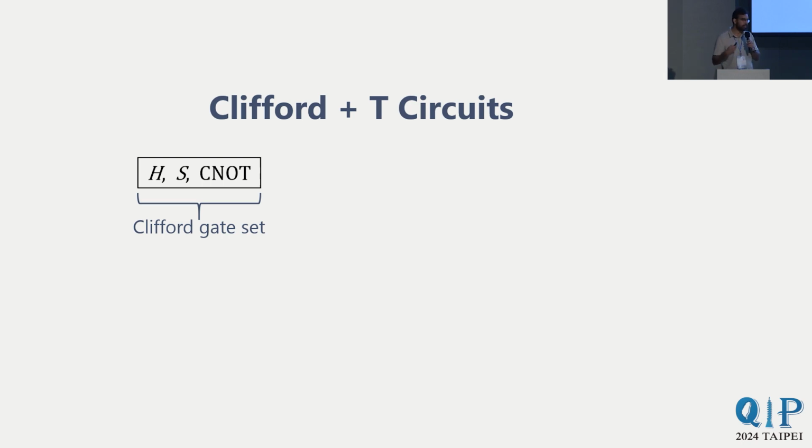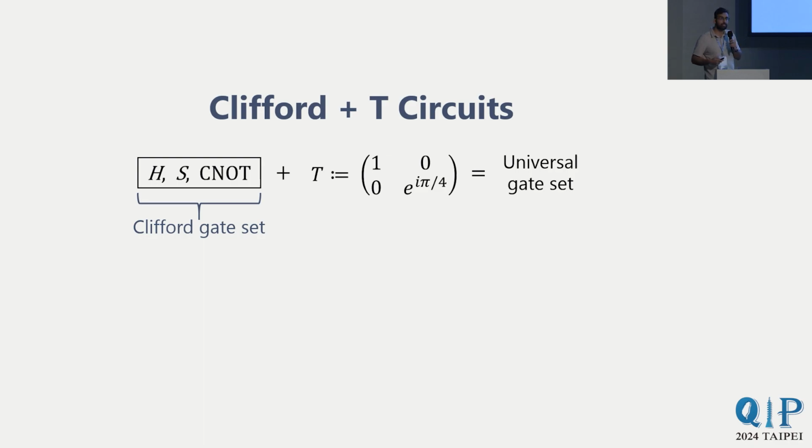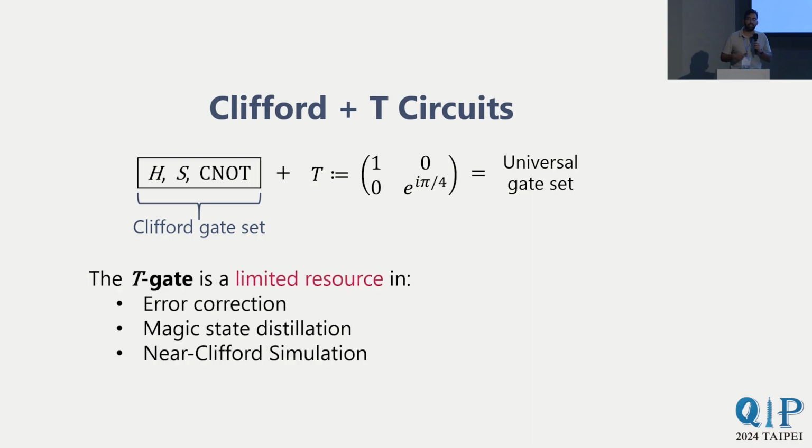A mild extension of this gate set is the Clifford plus T gate set. These are unitaries comprised of the Clifford gates that we just saw, and you can also now use this single qubit gate, the T gate. Together, these form a universal gate set. One should think about the T gate as a limited resource. In many settings, like error correction, magic state distillation, and near-Clifford simulation, the problems are easy when no T gates are involved. As you introduce T gates into the picture, the problems become dramatically harder. And that's going to be the situation for us as well.